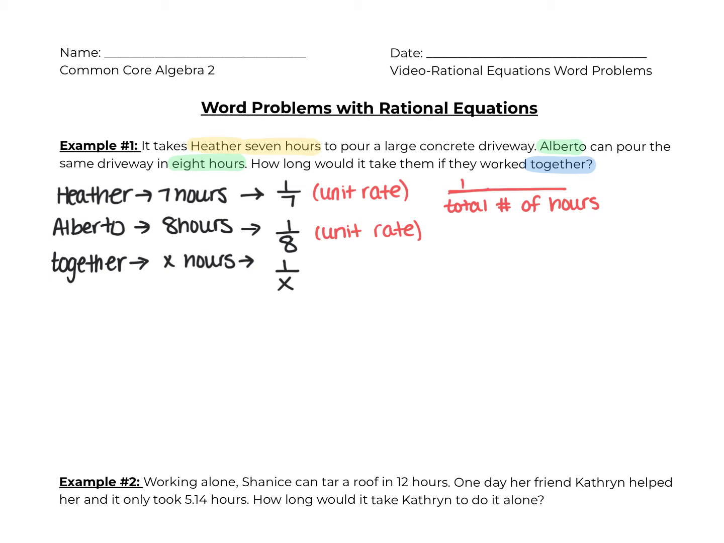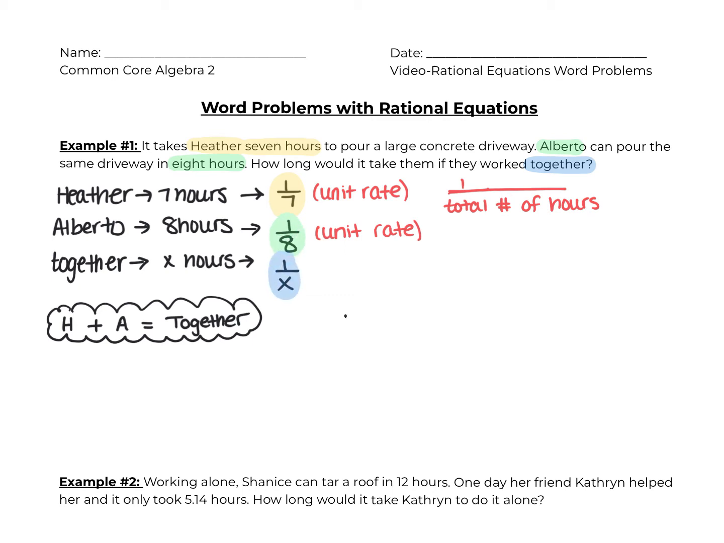So the formula that we're going to use to solve this is we're going to take Heather's unit rate, so I'm going to put H for Heather, plus Alberto's unit rate, and we're going to set it equal to their together rate, if they work together. So Heather plus Alberto will equal their rate together. We're literally going to use their unit rates. So Heather's unit rate is 1/7, Alberto's unit rate is 1/8, and their together rate is 1/X. So we're going to do 1/7 plus 1/8 equals 1/X.